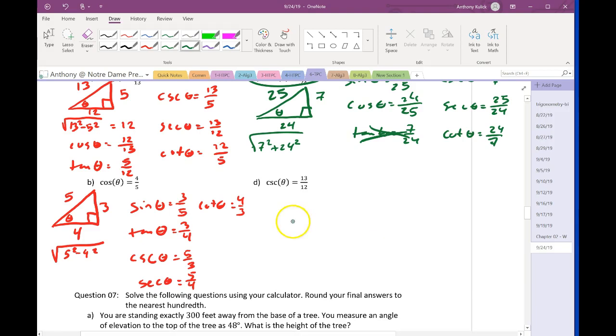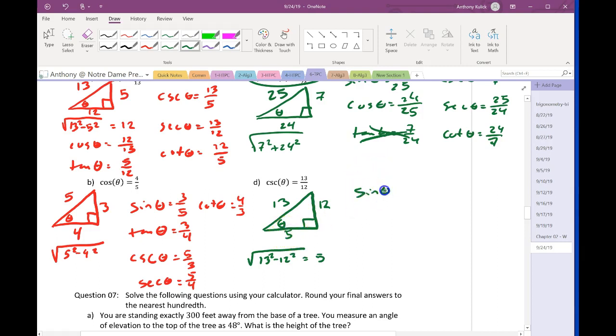All right, last one here. So again, start by drawing myself a little triangle, picking an angle and calling it theta. Cosecant is hypotenuse over opposite. So I can use the Pythagorean Theorem then to solve for that third side. So 169 minus 144 is 25, and the square root of 25 is 5.